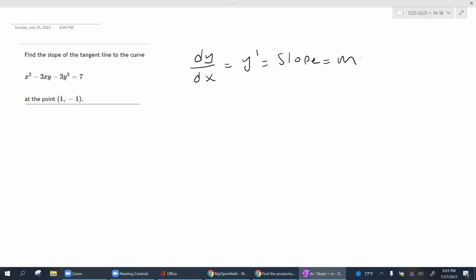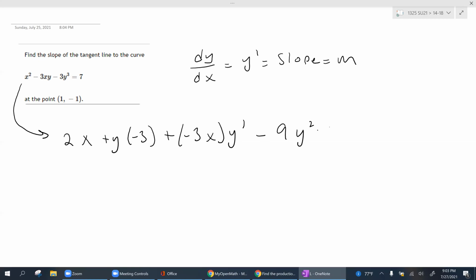So again, I would derive this, and this is very similar to that first one. What I'm going to do is derive this completely. 2x times the bottom, the derivative of the top, minus the top, no, plus the top, times the derivative of the bottom. Minus 9y squared times y prime is equal to 0. We polish this up.